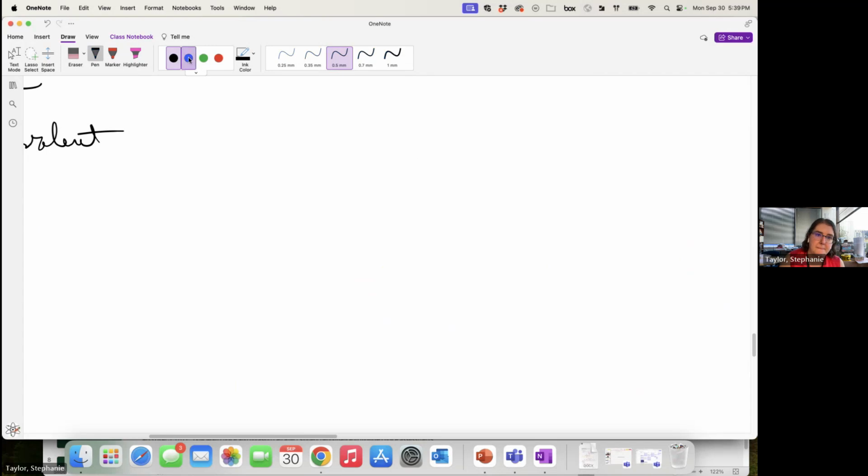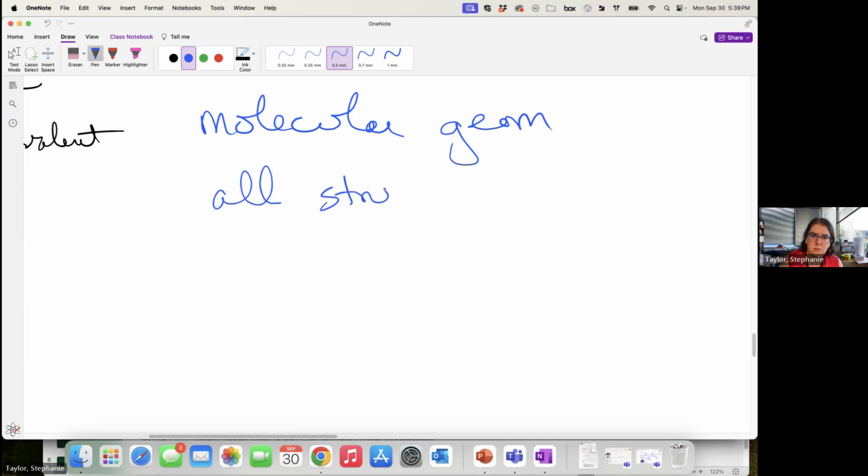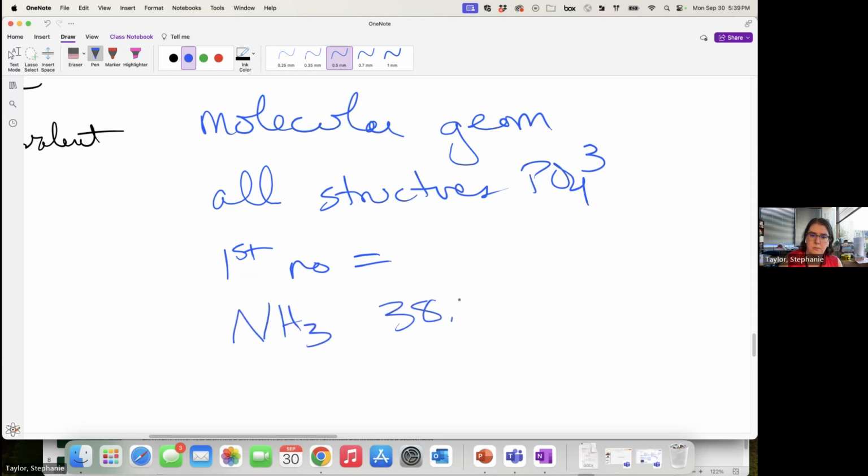Can you explain molecular geometry when drawing Lewis structures? When drawing Lewis structures, do you draw all structures like PO4 3-? Do we draw the first structure with no double bond? Can you explain how to determine the number of ammonia molecules in 38.0 grams of ammonia? Oh, this is about the proctors. Proctors made you look at them multiple times during the exam.